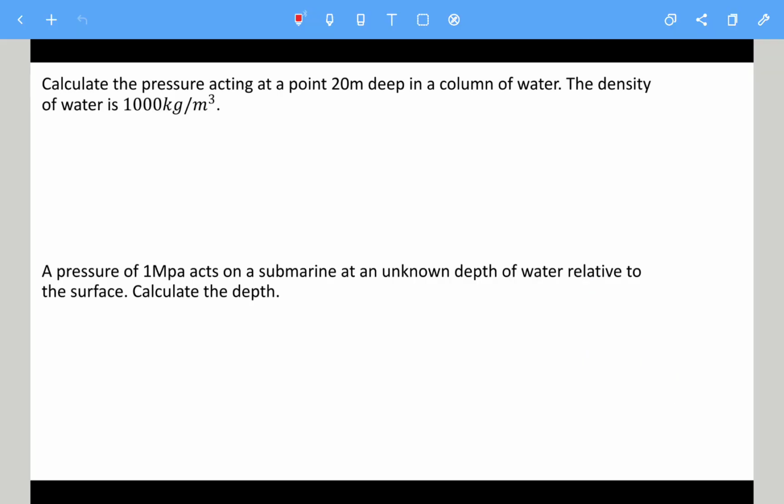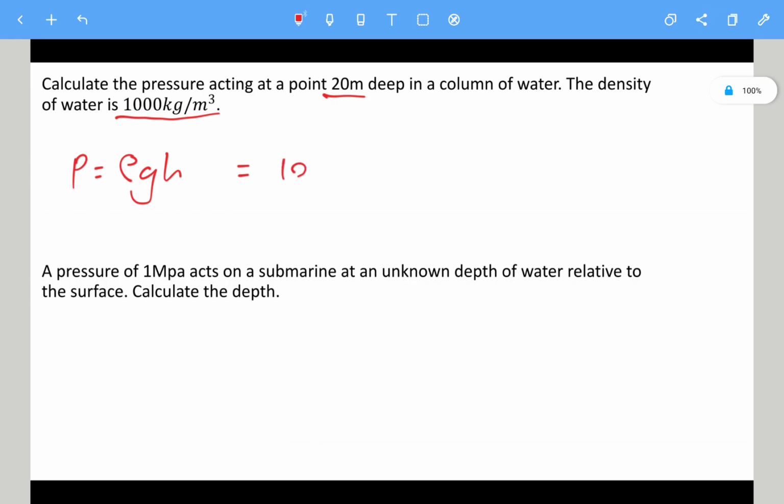All right, let's start with these two. So if you want to pause and have a go, and then I'll take you through the answers. So first one, calculate the pressure acting at a point 20 meters deep in a column of water. The density of water is 1,000 kilograms per cubic meter. So straightforward. So pressure is equal to density times gravity times height. So we just need to put our numbers in.